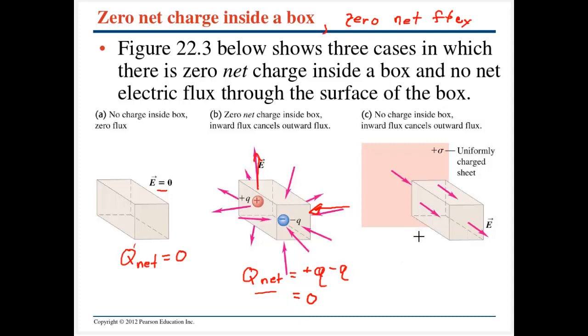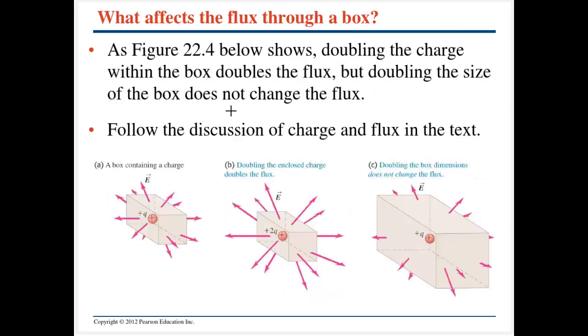And another way to do it is to say we have a uniformly charged sheet that's putting off an electric field. It's going to have positive outward flow and negative inward flow, and the flux in this case is going to be zero. Also, there is no net charge inside the box. So the only way to get zero net flux is to have no net charge inside of a box. Very important concept. So what's going to affect the flux through a box? Well, we know that it's going to depend on the charge that's inside of it. If we have zero net charge, there's going to be zero net flux.